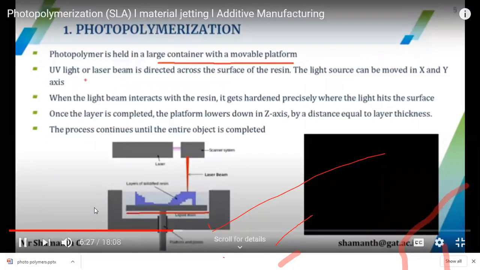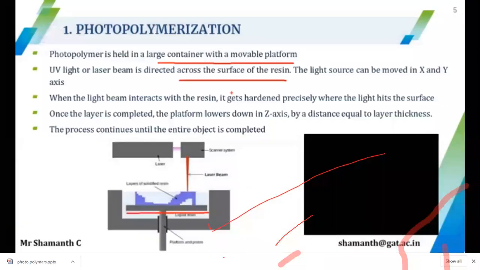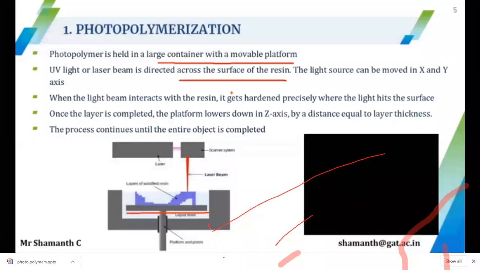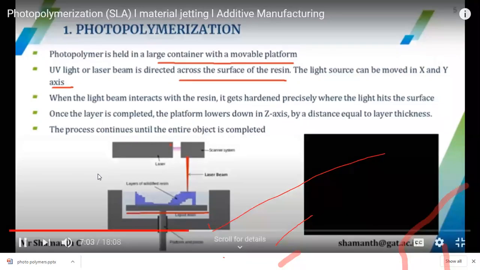UV light or laser beam is directed across the surface of the resin. You cannot direct the laser beam into the resin, so it has to be directed across the surface of the resin. When the UV light or laser beam is directed across the surface, the photopolymer contained in the vat or container starts to solidify. The light source can be moved in X and Y axis. Whatever light source you have in the form of a laser and scanner system can be moved in X and Y direction around the platform or the container.